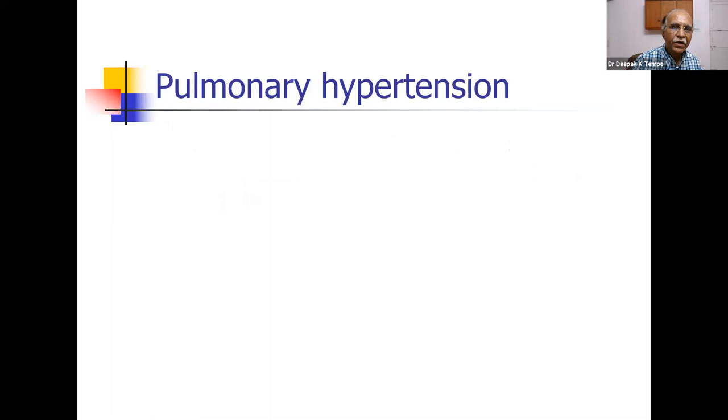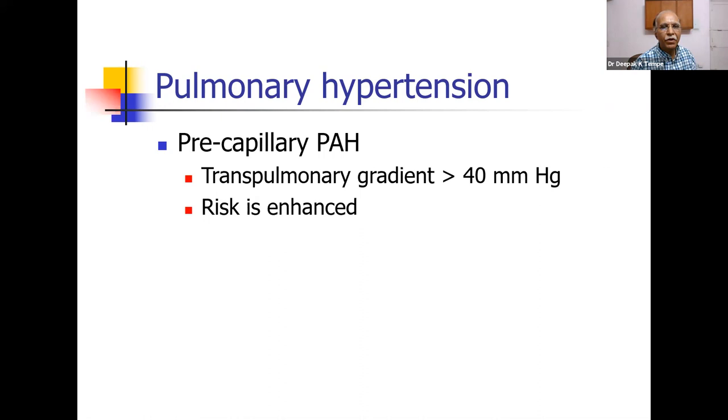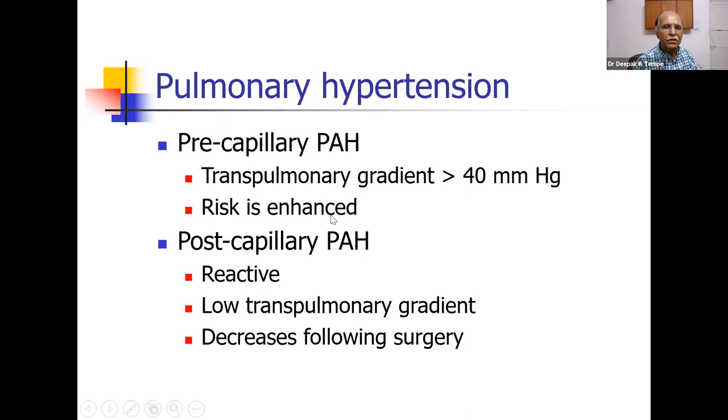Pulmonary hypertension, as I mentioned, is a very important risk factor, and I have defined it as pre-capillary, where the transpulmonary gradient is more than 40 millimeters of mercury. This is important in patients who suffer from valvular lesions, at least in our country, and even in the Western world, where there is MR along with coronary artery disease. So in these patients, there is diastolic dysfunction, which leads to pulmonary hypertension, and if the transpulmonary gradient is more than 40, it indicates a bad risk. And if it is less than 40, it indicates that it is the mostly reactive type of PH, and it will decrease after the mitral valve is replaced.